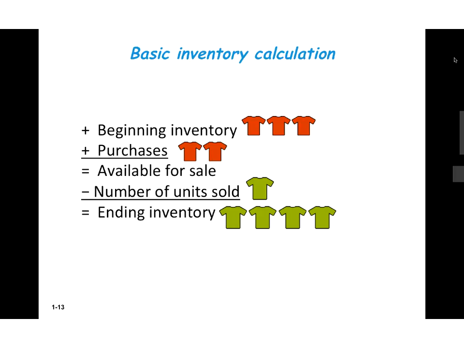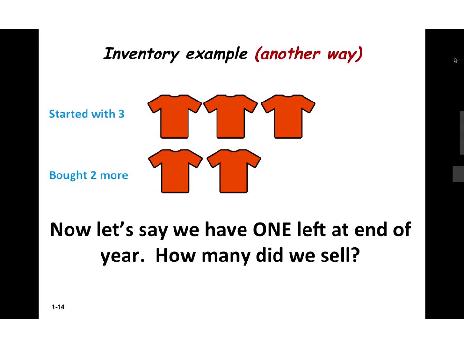So for our purposes, what we started with plus what we bought has to equal available for sale, and then all that stuff has to either be sold or it has to be in ending inventory. So it all works out. So now another inventory example. So our same 3 t-shirts that we started with, we bought 2 more, and now let's say we have 1 left at the end of the year. So we have 1 left. How many did we sell? Well, we know we sold 4, right? So if we had 5, we have 1 left, we sold 4.